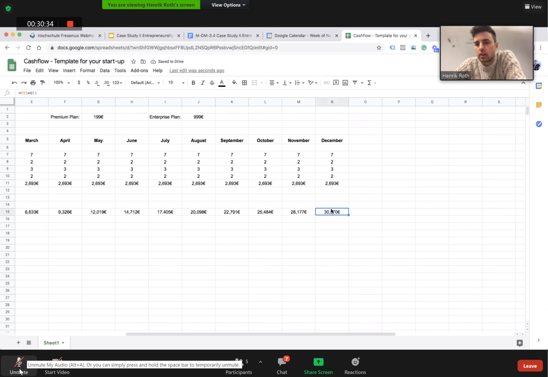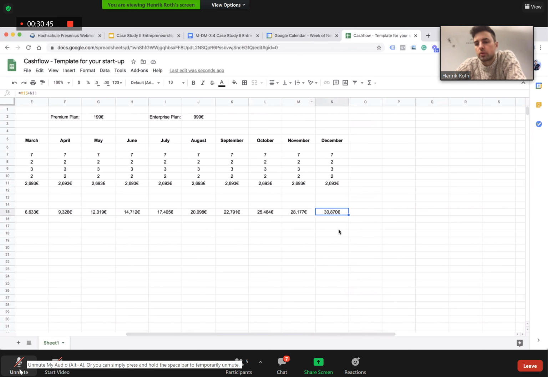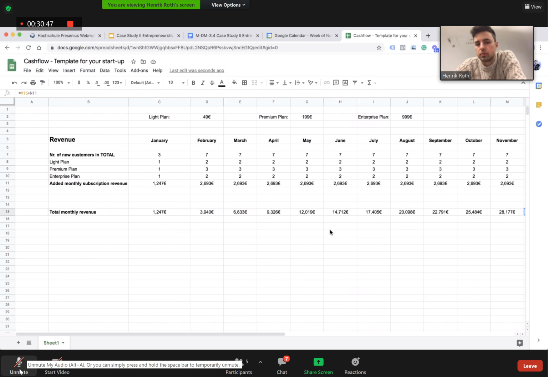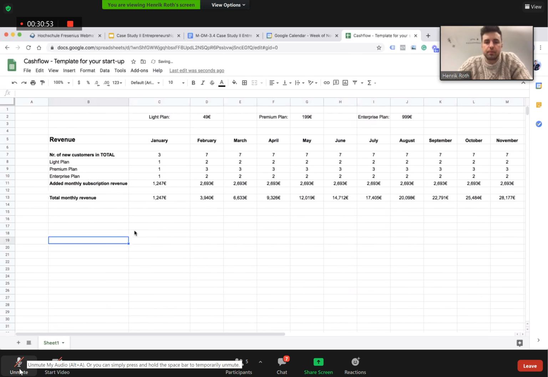But in this case now, if we go back to this line here, we would make like 30,000 euros revenue every month. Okay. So and now we look at the cost side, the expenses.